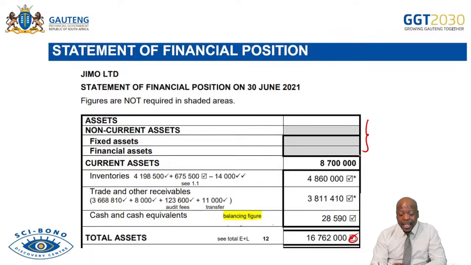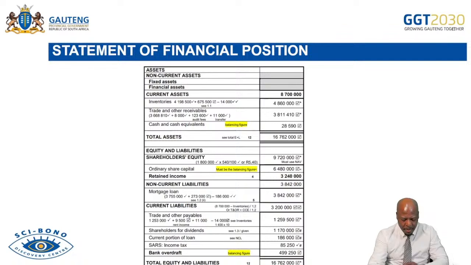Even if that part was shaded, remember, the shaded part we do not write. Figures are not required in the shaded areas. In the shaded areas, we do not write in there. And therefore, this then concludes our statement of financial position.